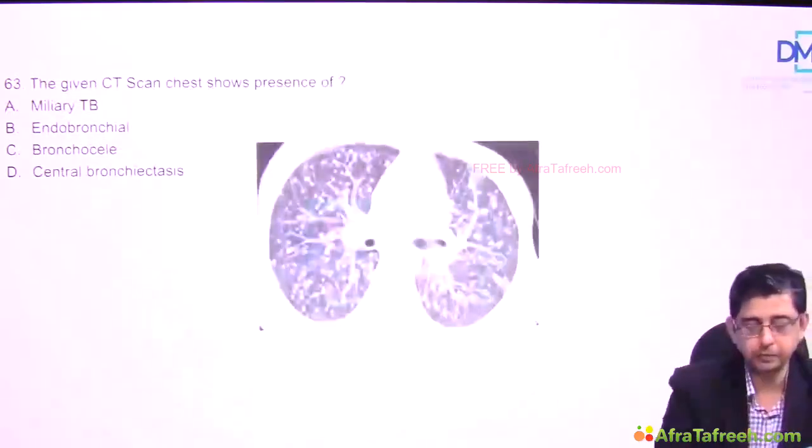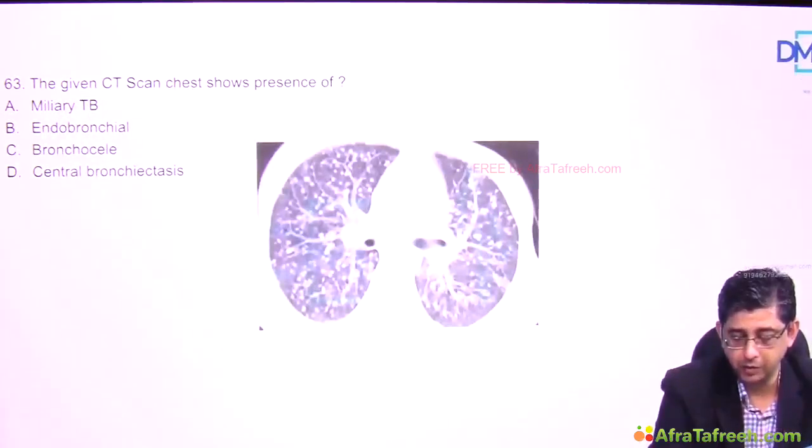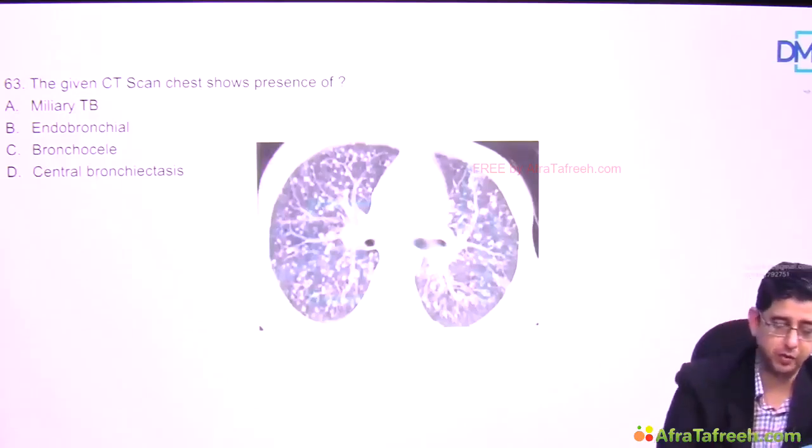The given CT scan shows the presence of multiple white spots all over, like the seeds of millets. So it is a very clear, straightforward diagnosis. This would be answered as miliary tuberculosis. Endobronchial tuberculosis.